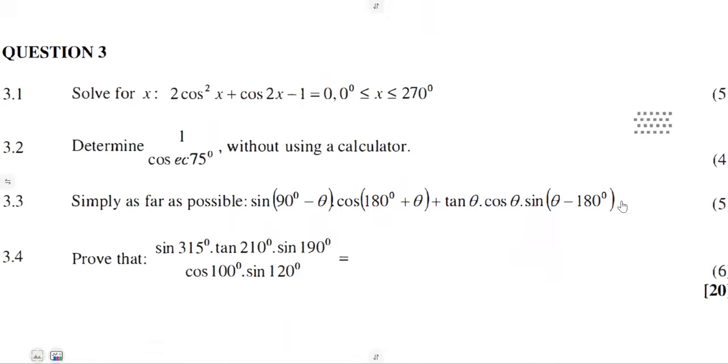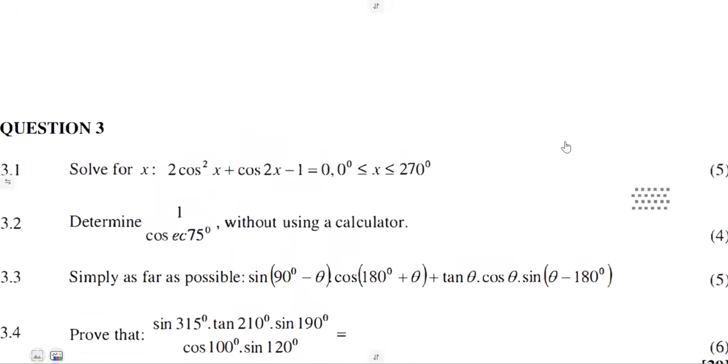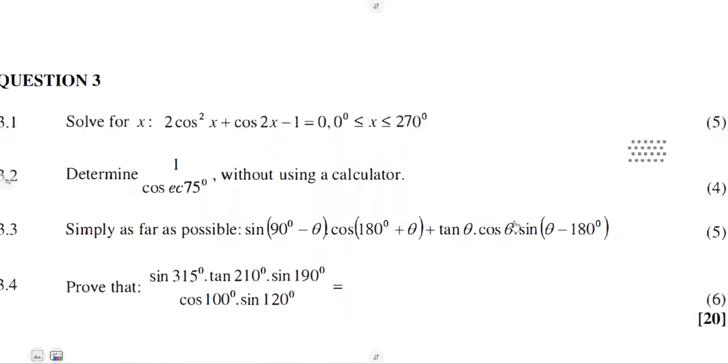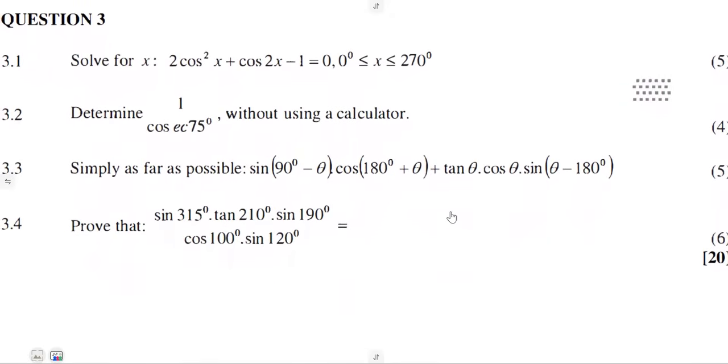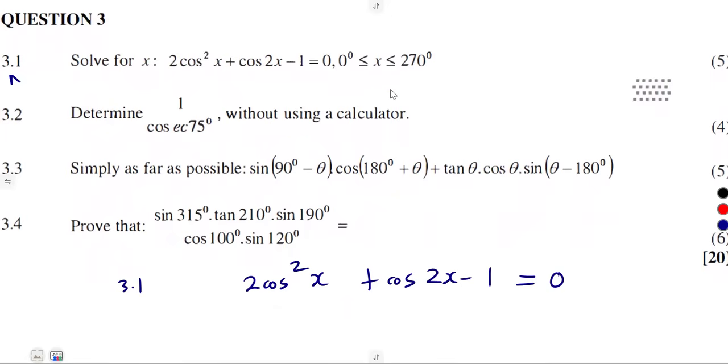All right, question 3. That's another question which they just took from another memo which they used. I don't know which year it was. They did not even answer the question that they asked there. All right, question 3.1. Solve this equation: 2 cos squared x plus cos of 2x minus 1 is equal to 0 for the interval 0 to 270 degrees. It is a quadratic equation that we can see under our trigonometry.